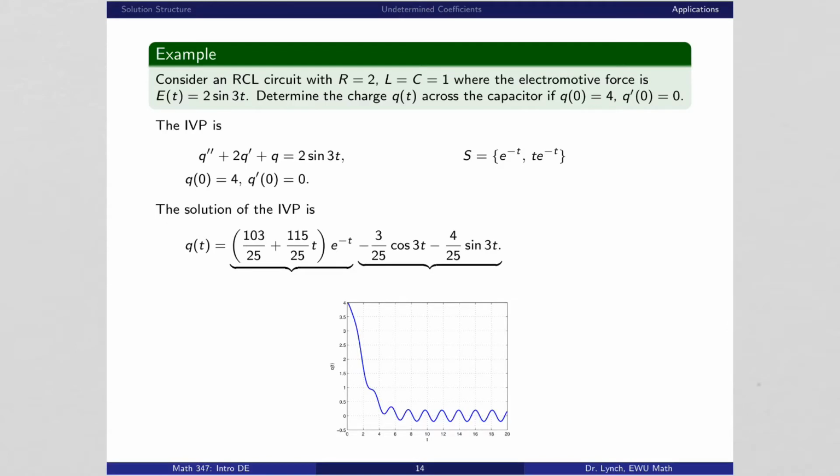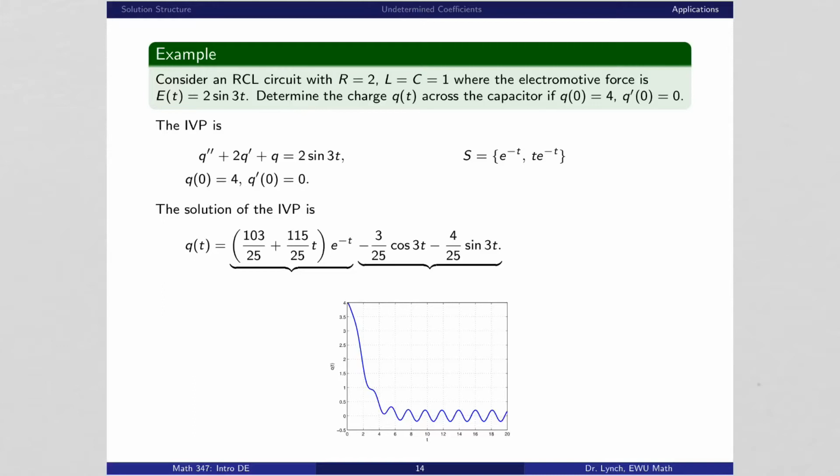Now here I plotted that, and you'll see that something kind of interesting happens, namely that our charge starts at 4 with a zero derivative. It does some interesting stuff for a minute, and then that initial solution kind of fades away and we fall into an oscillatory solution.